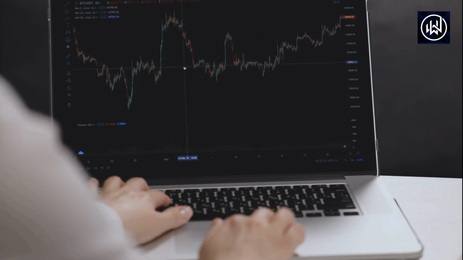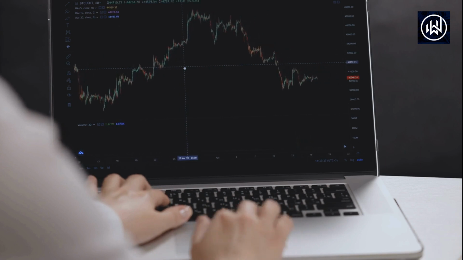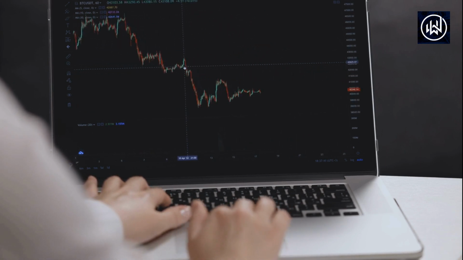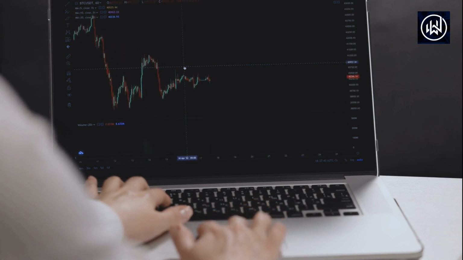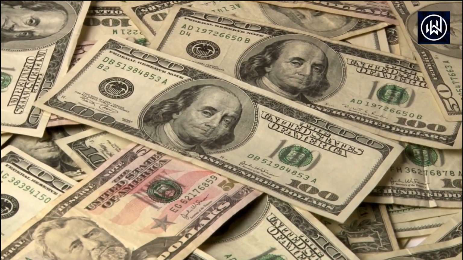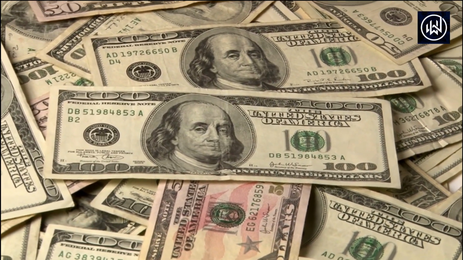Technical analysis can be especially useful for short-term traders who are looking to take advantage of price movement over a relatively short period of time. However, it's important to note that technical analysis should not be used in isolation, but should be combined with fundamental analysis and other factors to make informed investment decisions.